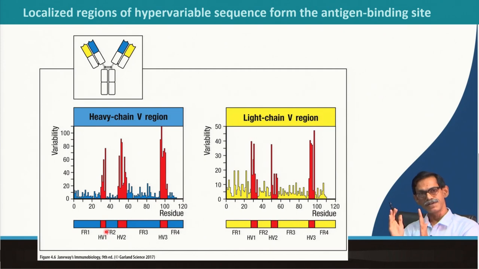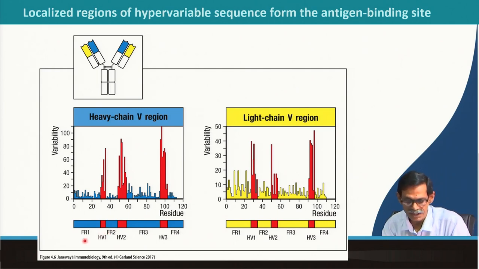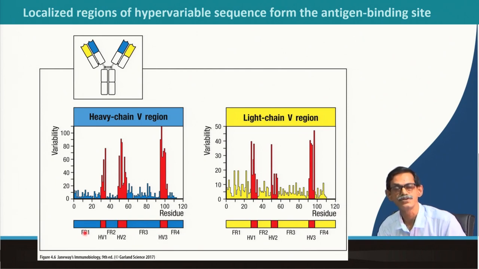So, within this variable region there are three zones which are hypervariable. HV stands for hypervariable, clear? So, you see hypervariable 1, hypervariable 2 and hypervariable 3, and FR stands for framework region. We will see what this framework means. In the next slide, but if you remember, most of this domain is constituted of beta sheets, and there are 3 loops between these beta sheets. There are many loops, but 3 loops within these beta sheets that we will see.